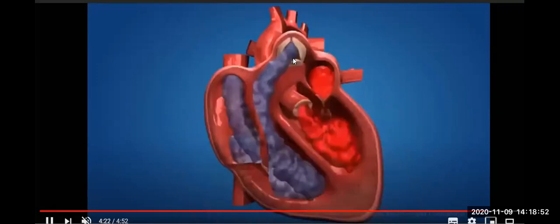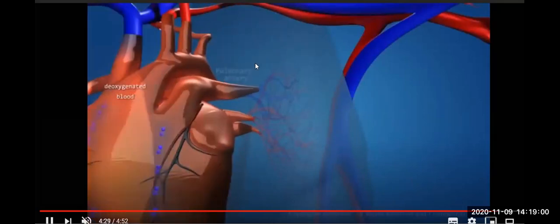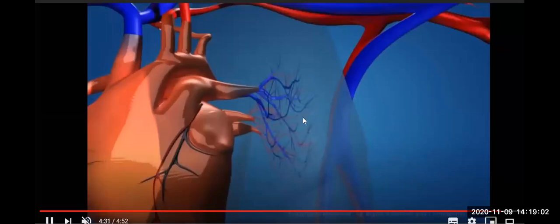Now, after this, it will go to the pulmonary artery, yes or no? That is something you have to remember. Okay, got it? Then again, it will go to the heart.